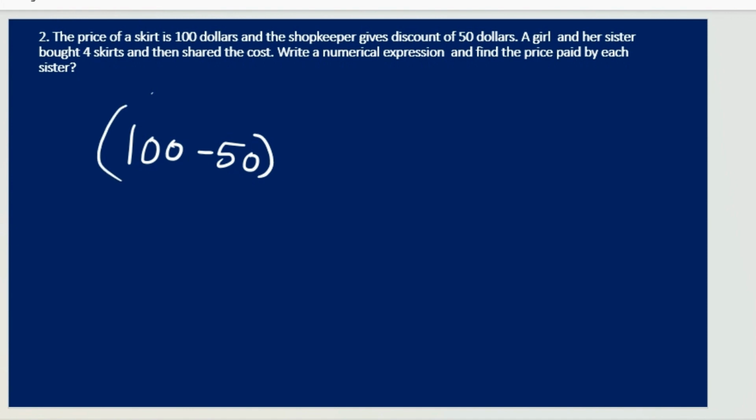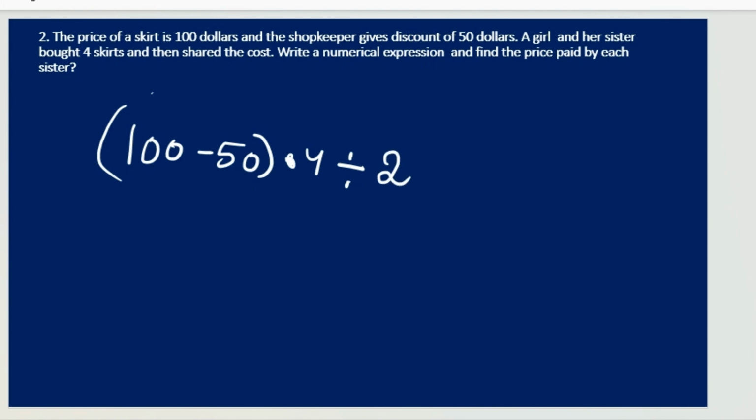Okay, now a girl and her sister bought 4 skirts. So we're going to multiply by 4. And then they share the cost. And we know that shared must be divide. So we're going to put division and then share the cost. So here, how many people shared the cost? A girl and a sister, which means 2.